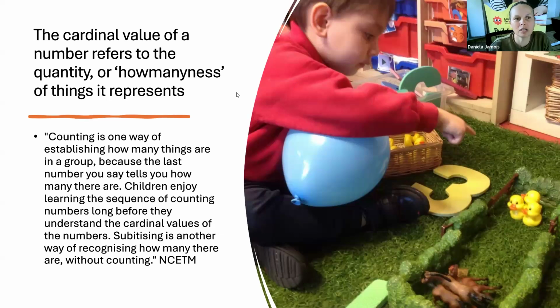So the cardinal value of a number refers to the quantity, the howmanyness of things it represents. So this child here is showing that he knows he has 3 ducks. He's also chosen the symbol that represents that amount, which is a very useful skill to be developing as well.